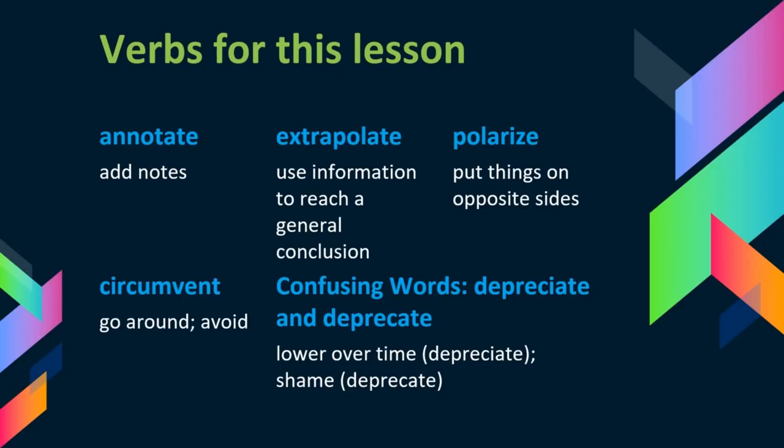Finally, we'll do a quick review of our verbs for this lesson. Annotate, to add notes. Extrapolate, to use information to reach a general conclusion. Polarize, to put things on opposite sides. Circumvent, to go around, avoid. And appreciate, which means to lower over time, and deprecate, which means to shame or attack personally.